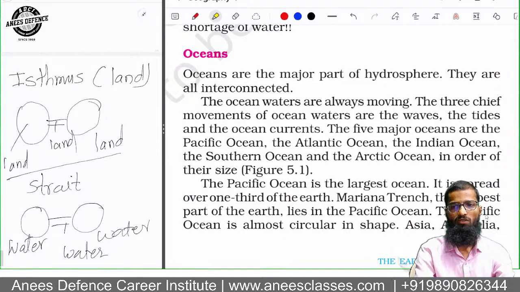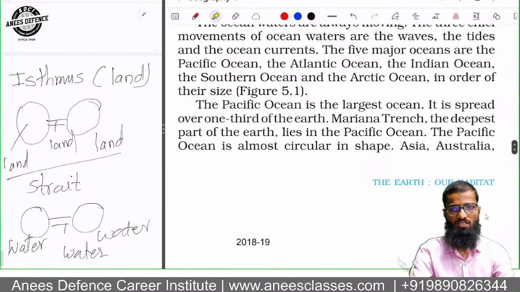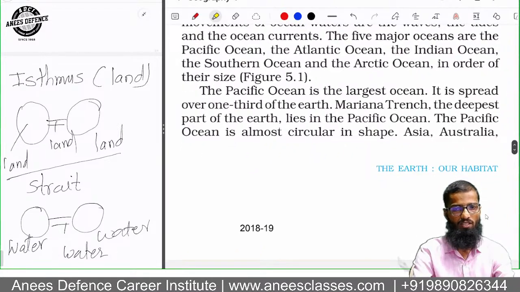टाइड्स ये होता है ग्रेविटेशनल फोर्स ऑफ सन एंड मून, उसका इम्पैक्ट अर्थ के वाटर पे, जिससे टाइड्स आते हैं, लो टाइड्स, हाई टाइड्स, राइट, नीप टाइड और स्प्रिंग टाइड्स। देन यू हैव 5 मेजर ओशन्स, that is Pacific Ocean, Atlantic Ocean, Indian Ocean, Southern Ocean and Arctic Ocean. Okay, ये important है। Pacific Ocean is the largest, it spreads over 1/3 of the earth.